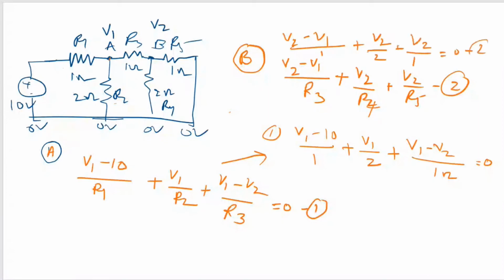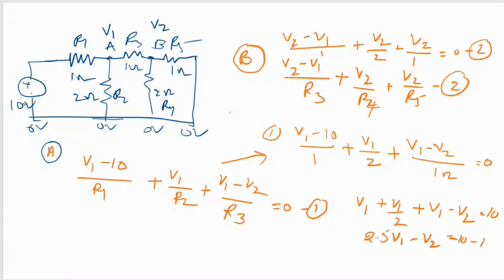So V1 minus 10. Do you send this negative term to that side? So V1 plus V1 by 2. I am just solving these equations, and V1 minus V2 is equal to 10. So V1 plus half V1, how much? 2.5 V1 minus V2 is equal to 10. This is the first equation.